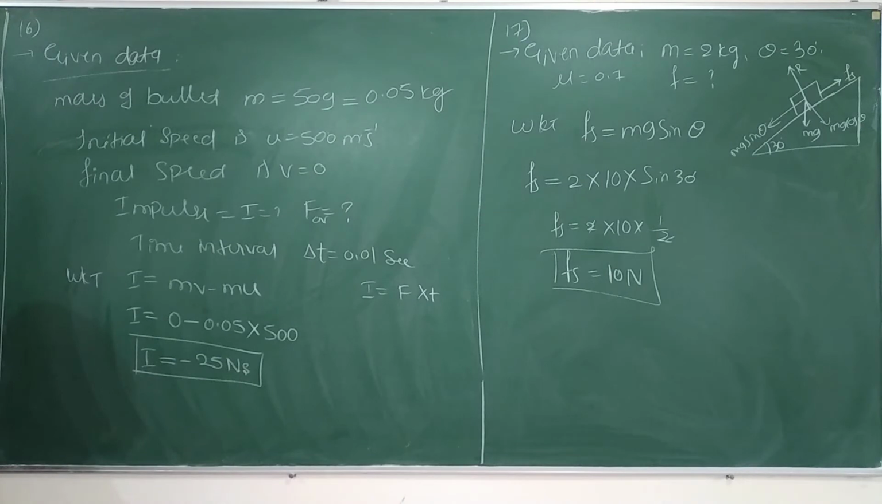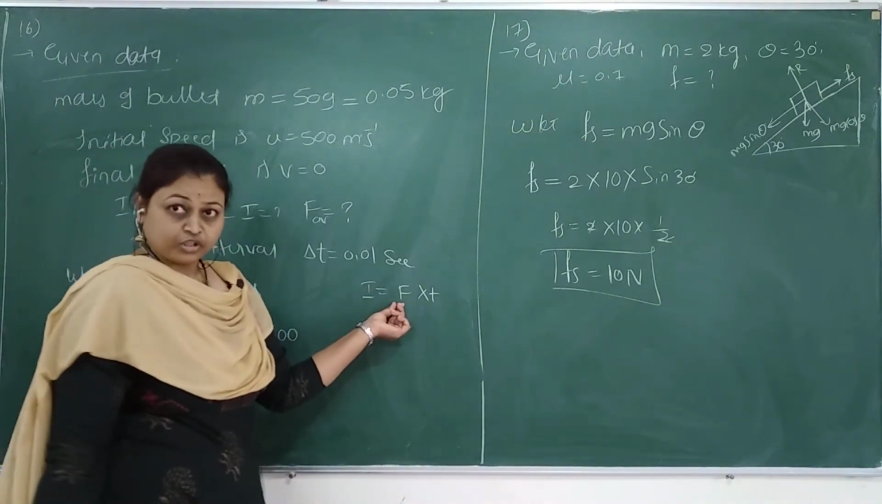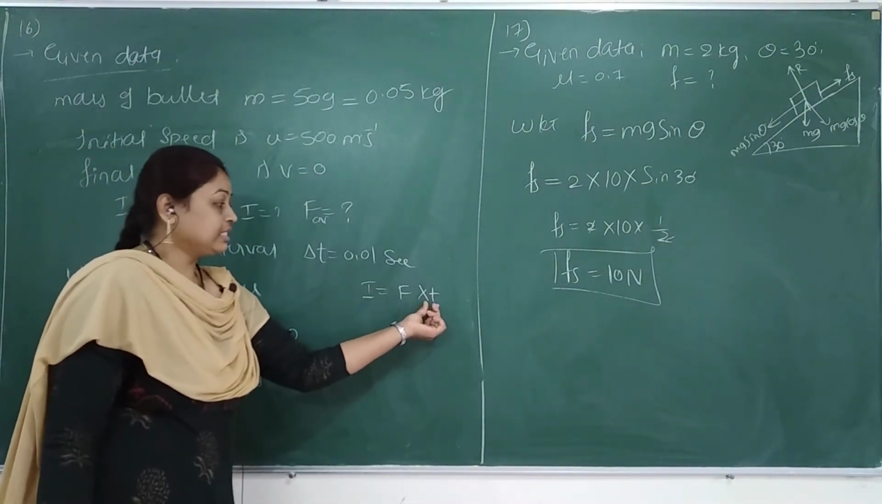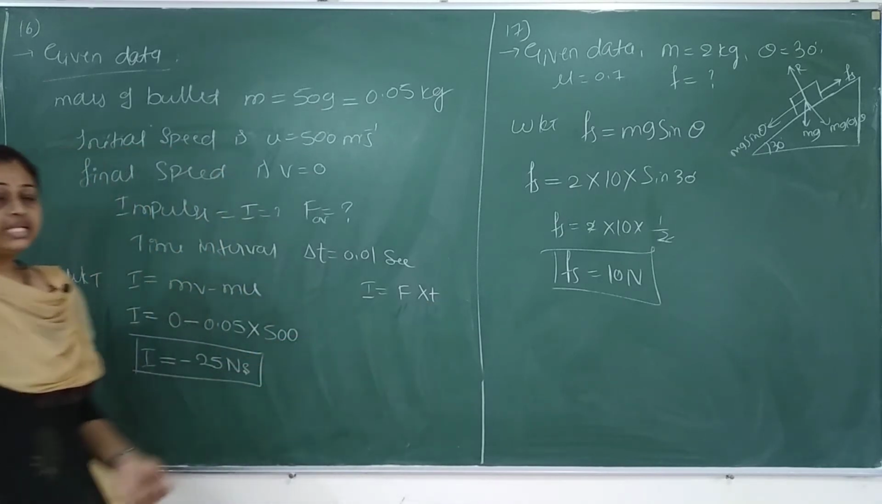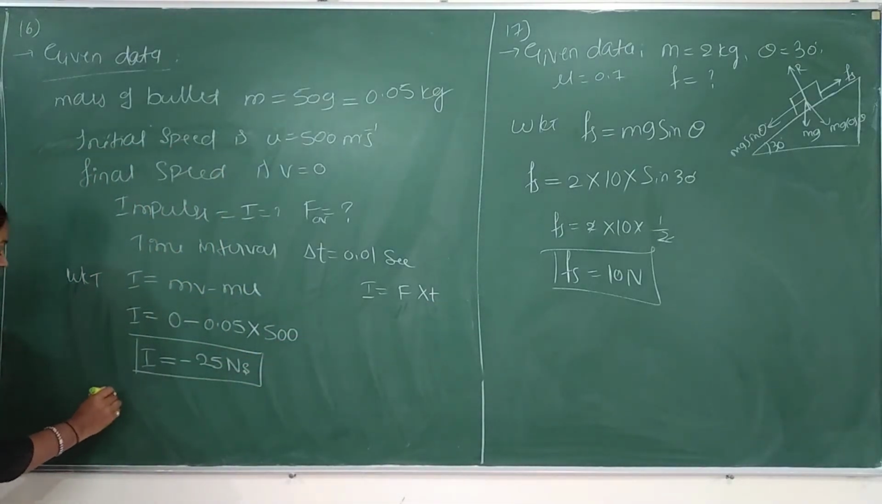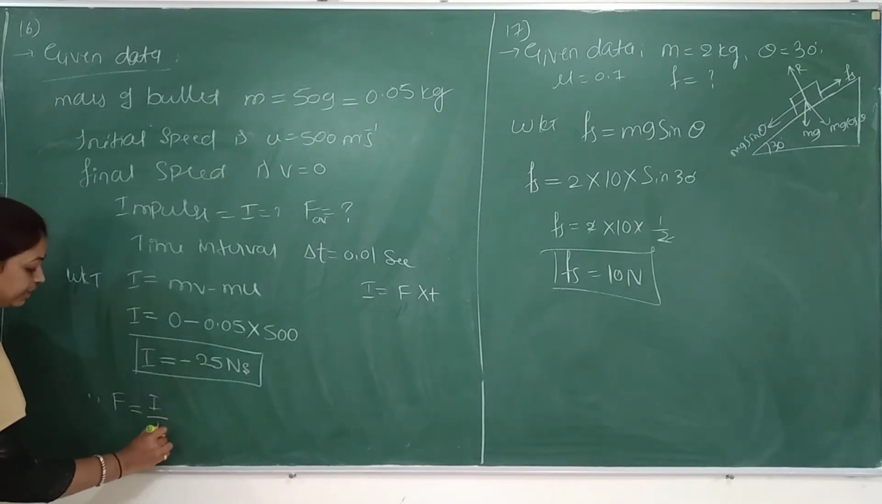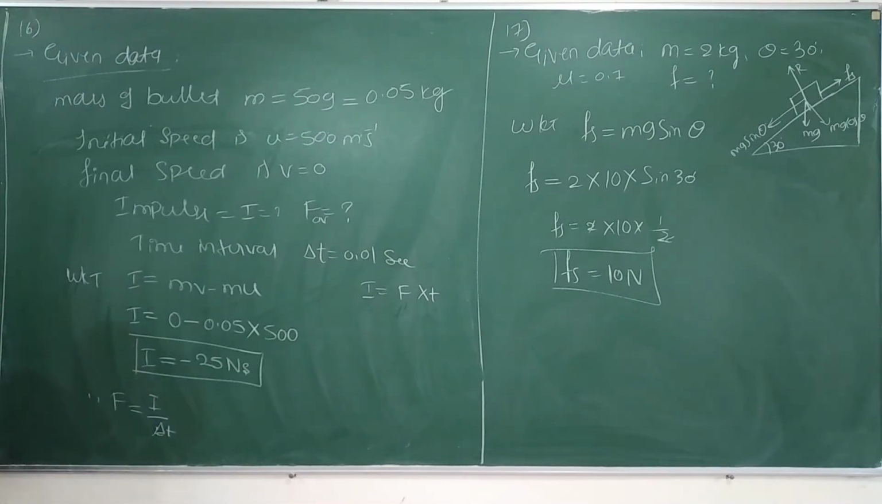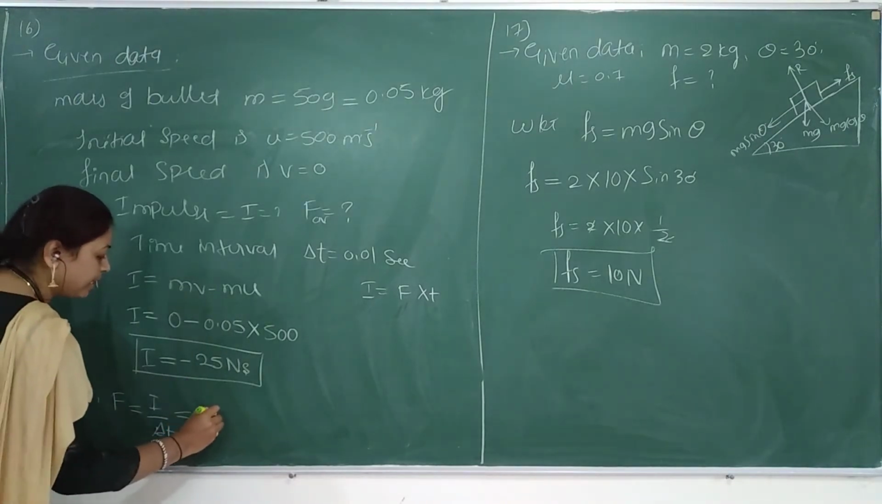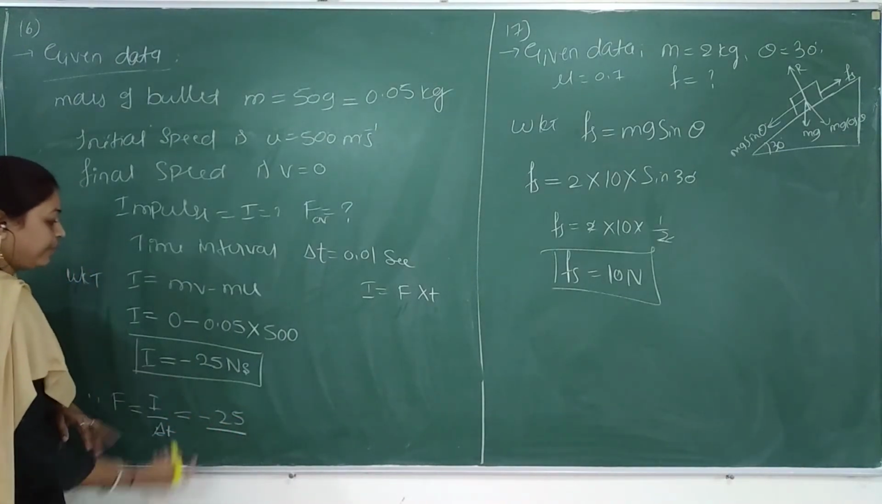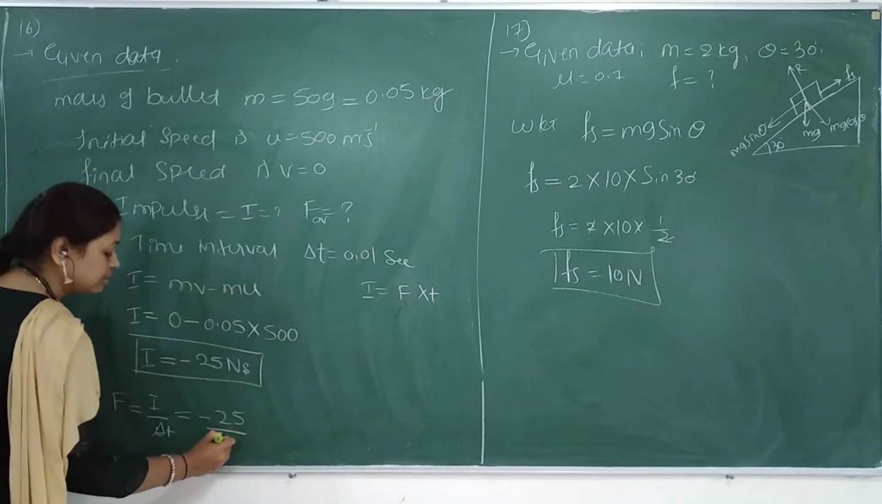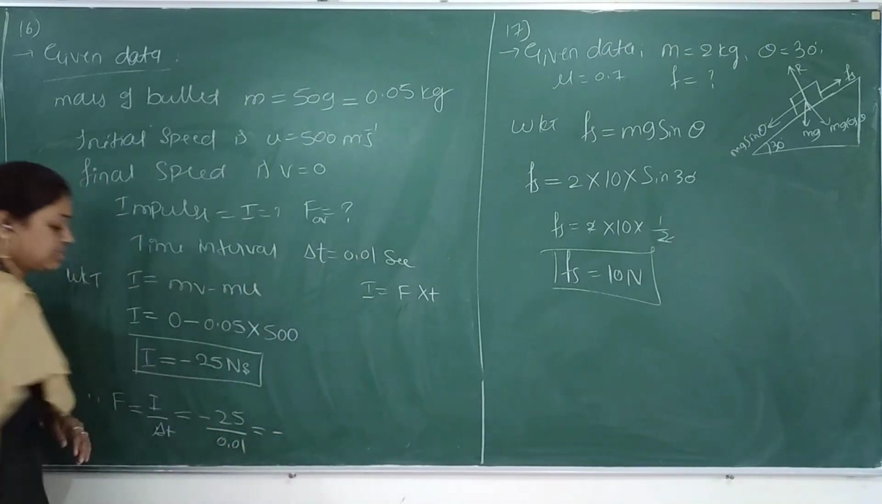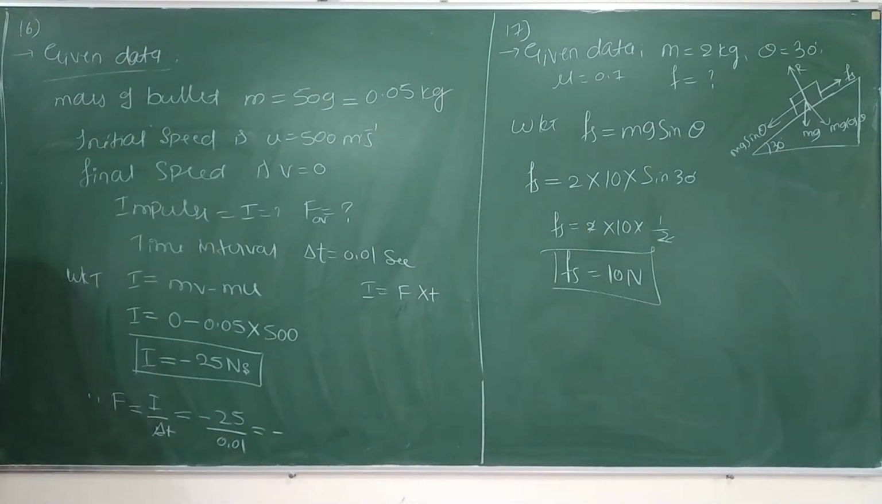Now calculate the average force. If you want to calculate the force, keep the force here and take this time to the left side. What you will get? I by t. Therefore, to find the average force, I divided by t, or you can take it as delta t, the time interval from initial to final. I value is minus 25 divided by delta t, time interval is 0.01. Minus 25 divided by 0.01.